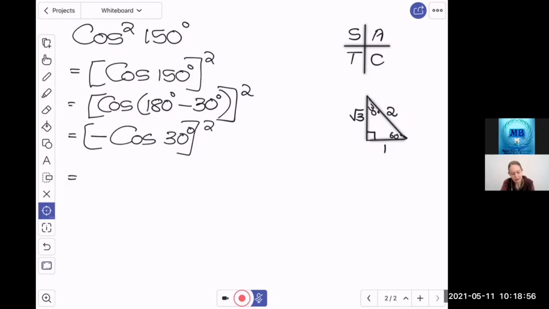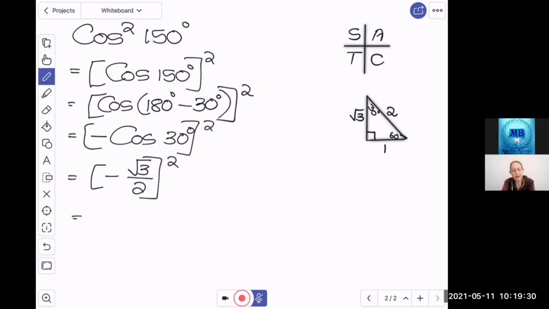Now, to go further, we make use of the triangle we have drawn here, and look at the cos of 30 degrees. We can see our 30-degree angle is over here. We know cos is the adjacent side over the hypotenuse, so in this instance it will be the square root of 3 over 2. So we write that down: we still have negative, the square root of 3 divided by 2, and all of that again squared.